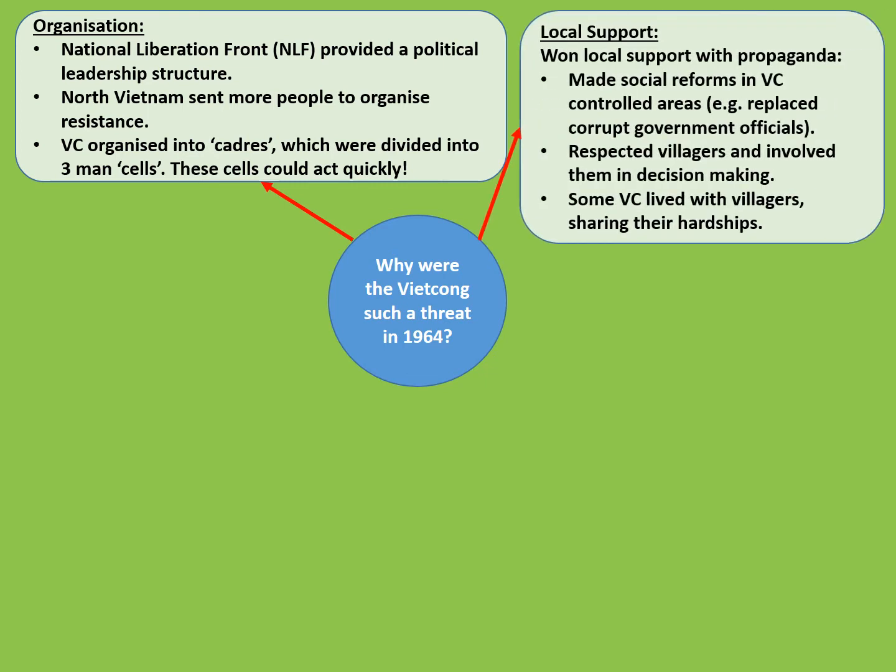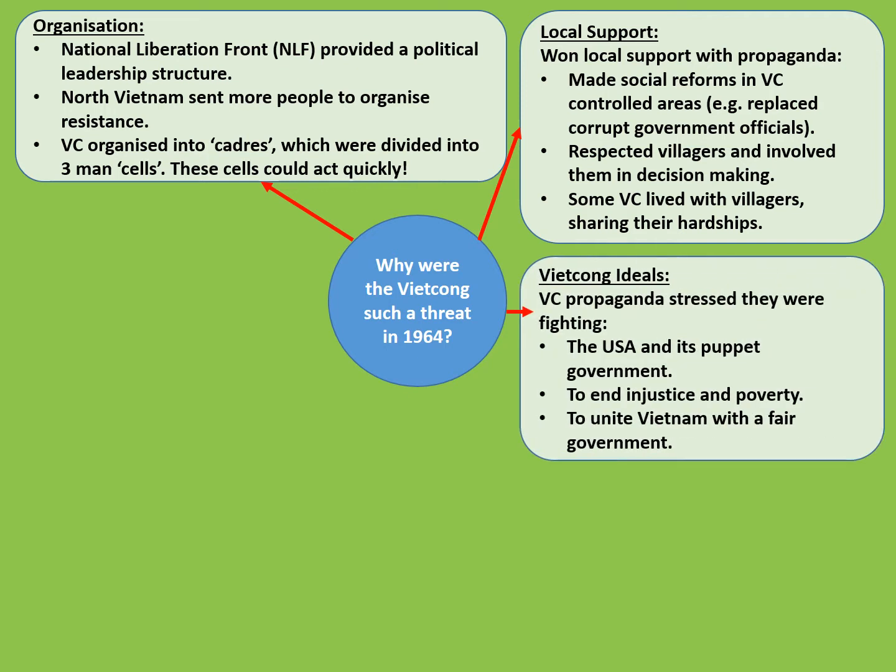Secondly, they had local support. The Viet Cong controlled areas introduced social reforms. These included replacing corrupt government officials who were deeply unpopular with the rural communities. Secondly, they respected villagers and often involved them in decision making. Much as this implicated some villagers into Viet Cong activities, it did make them feel like they were part of the same struggle. Some Viet Cong lived with the villagers themselves and shared their hardships. This gained them sympathy.